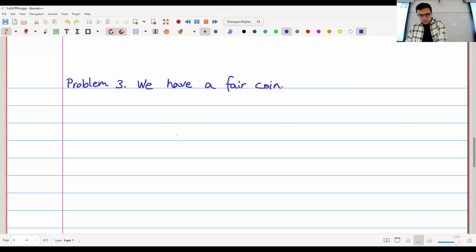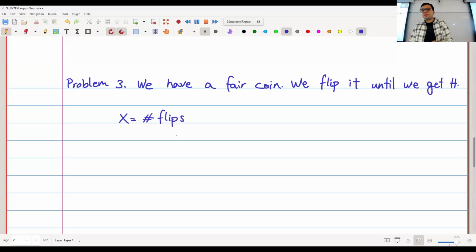So we have a fair coin, and we flip it until we get heads. Suppose X is the number of flips. So how many times am I flipping this coin until I get heads? The question is, what is the expected value of X?